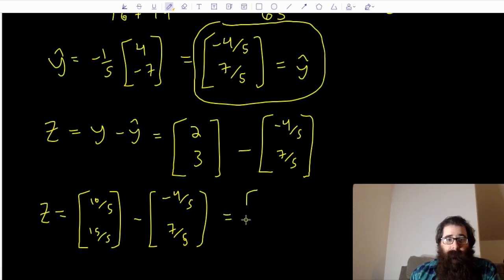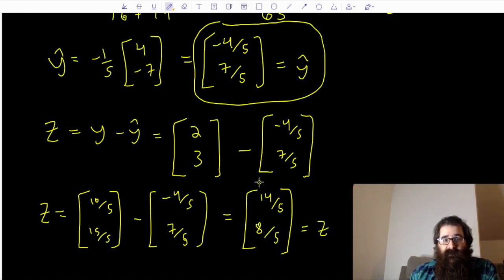Let's see what this gives me. So 10/5 minus a negative is addition. So 10/5 plus 4/5 gives me 14/5. And 15/5 minus 7/5 is going to give me 8/5. And this is my vector z.